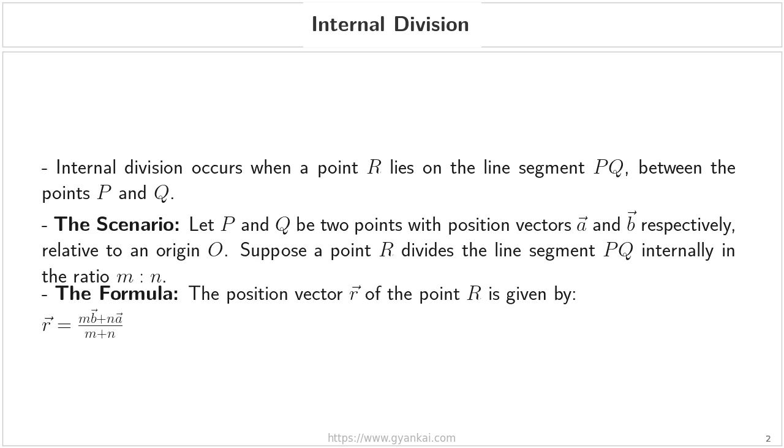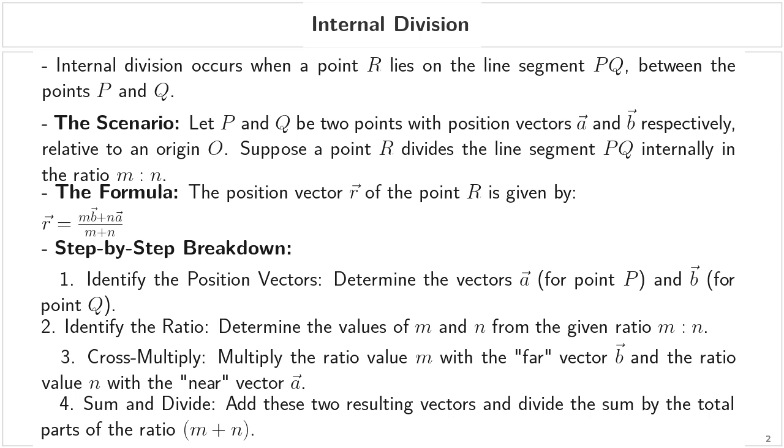This brings us to the most important part, the formula. To find the position vector of point R, which we denote as vector R, we use the following equation. R equals the quantity m times vector B plus n times vector A, all divided by the quantity m plus n. I know that might look a bit complex at first, so let's break it down into a simple 4-step process you can use every time.